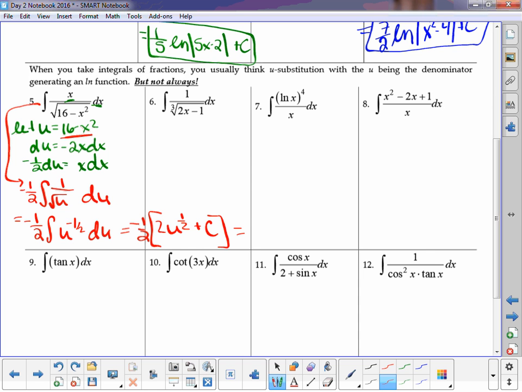Let's go ahead and simplify and put back in my u. So let's see, our 2's cancel. We get negative square root of 16 minus x squared plus c. And that is our final.